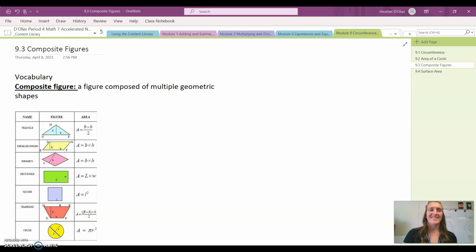Hi guys. So we've learned about circumference, we've learned about area of a circle, and then we learned about composite figures. So remember that a composite figure is a figure composed of multiple geometric shapes. So we're solving for the area of those composite figures. That means it's made up of triangles, parallelograms, rhombus, rectangle, square, trapezoid, circle. Just a shape that we don't have a real name for because it's made up of real shapes. All right, so you have some of those formulas there.